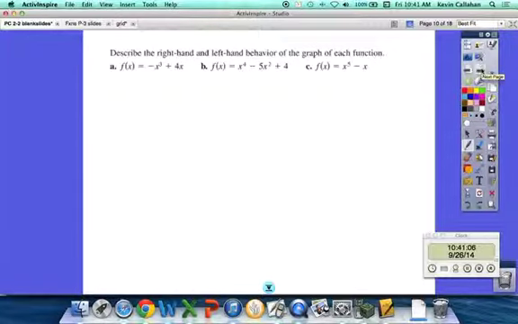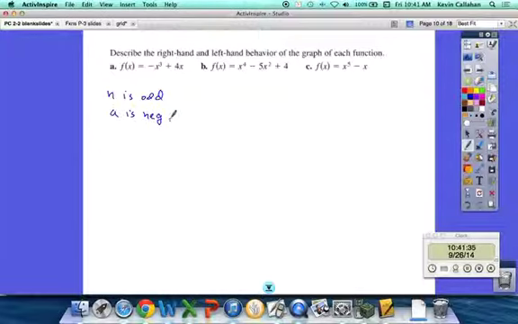Right here, these are 3 examples. Negative x to the third plus 4x. Is n even or odd? n is odd, and a is negative. So what will it be doing, to the left or to the right?